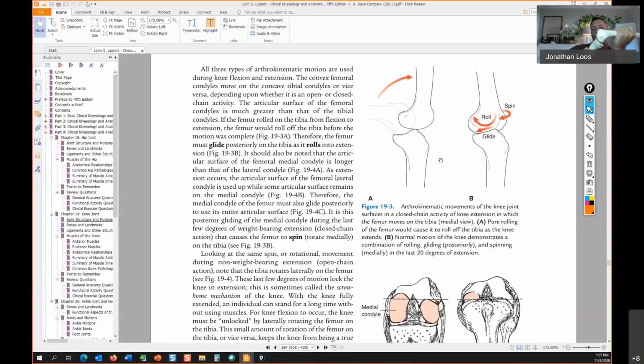As I'm moving up, going into extension, I would be jamming up there, and I would need a forward force that way to clear that. So you'd be gliding and rolling in the same direction. Same thing is true for knee flexion. As I'm coming down, I need to move because this is the convex surface, the distal end of the femur. This is the convex, this is the concave.